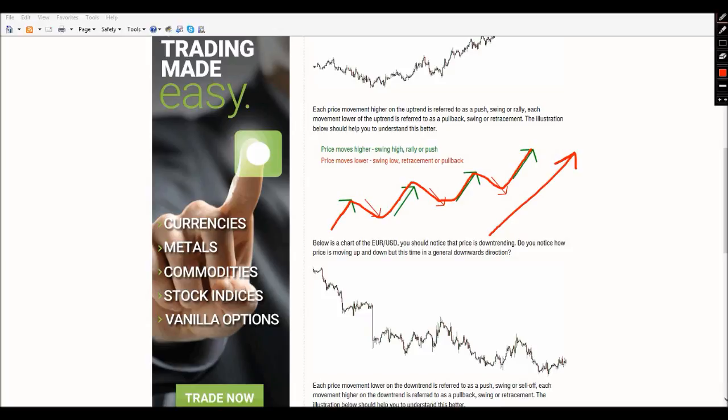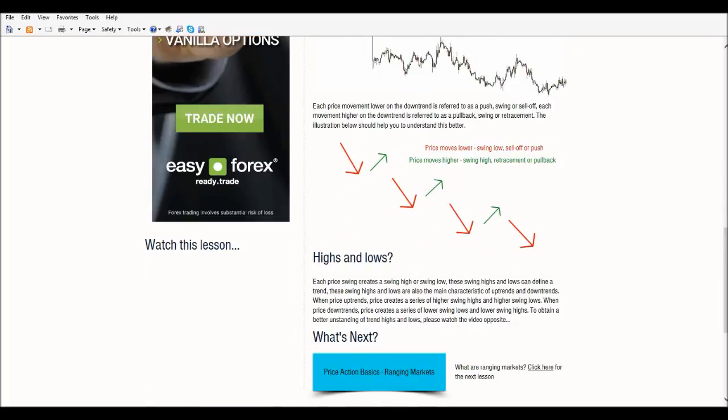If we look at a downtrend, we have another illustration here. We have these swings once again. Swing up, swing down, swing up, swing down, and price is moving in a general downwards direction. So that's an uptrend and a downtrend.